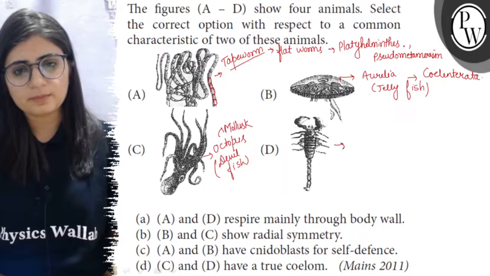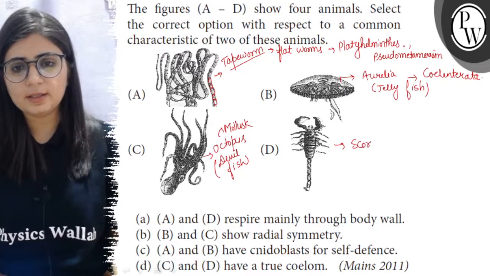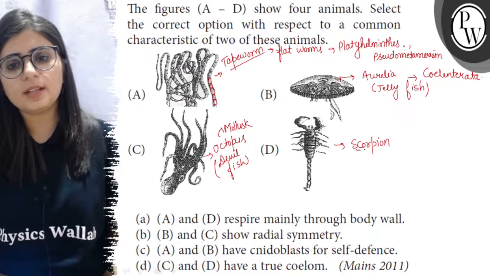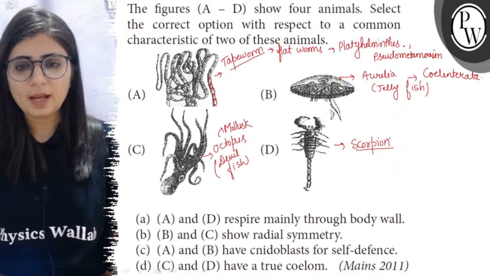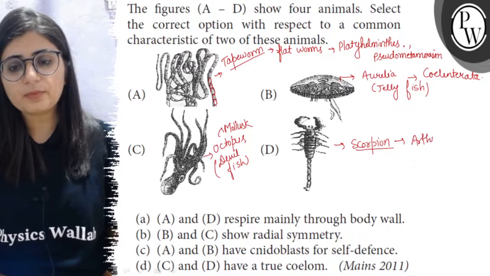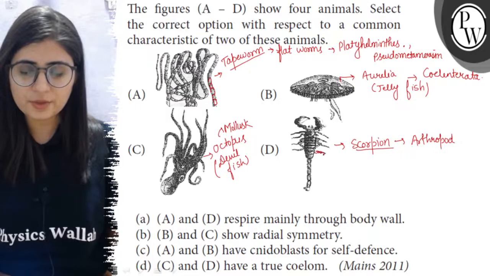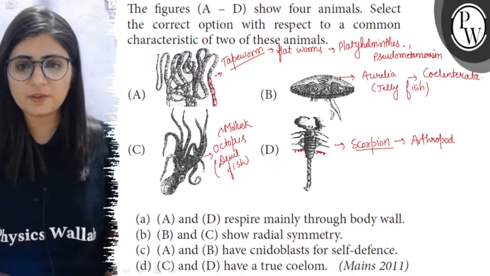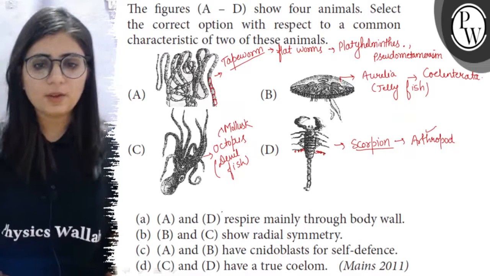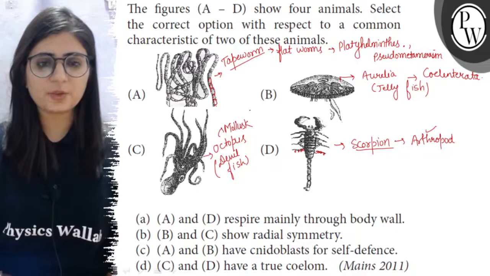And this figure, you have seen it, I think. It is a scorpion. In Hindi you call it bichu, and it belongs to phylum Arthropoda, because you can see the joints in its leg. So this jointed leg is a feature of arthropods. Now let's see the statements with respect to these animals.